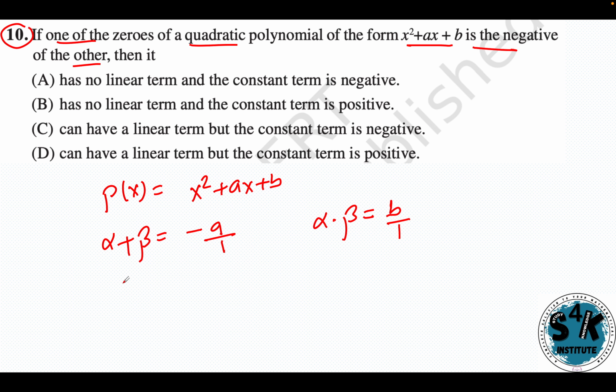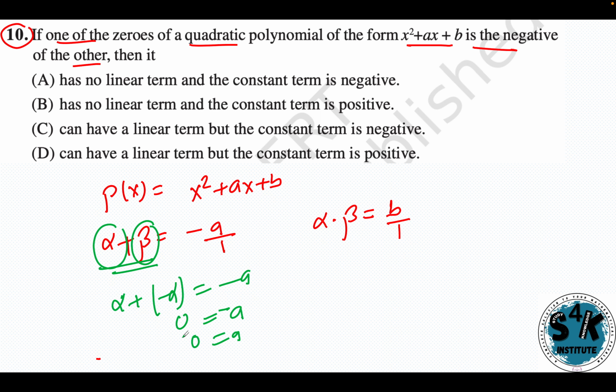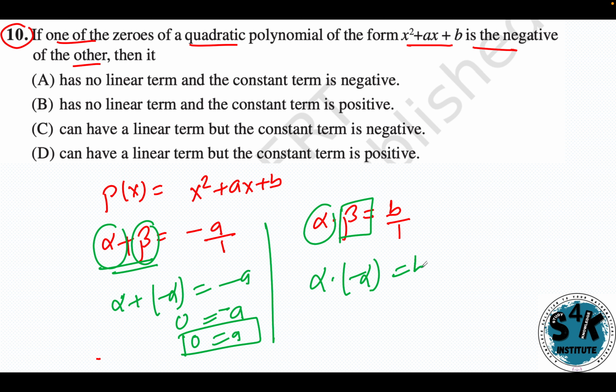Now it is given that one is the negative of the other, so I can assume alpha plus minus alpha is equal to minus a. So minus a will be 0, so a will be 0. Now I know that one is the negative of the other, so I will get alpha into minus alpha is equal to b. So minus alpha square is equal to b, so alpha square is equal to minus b.